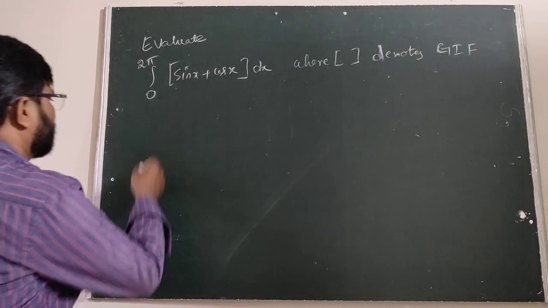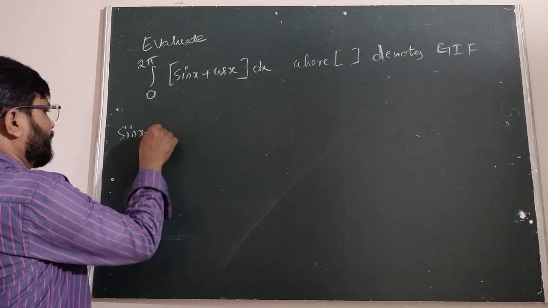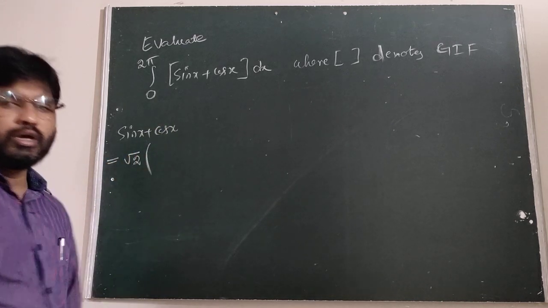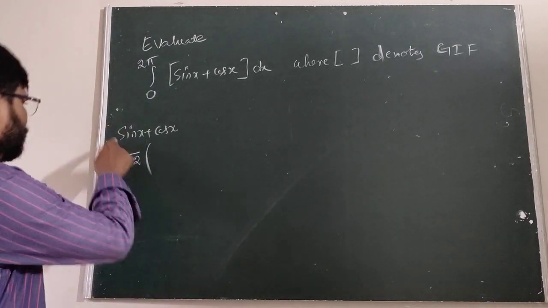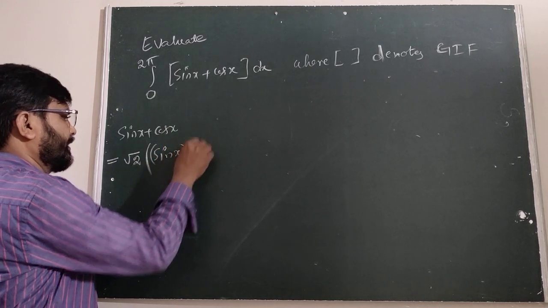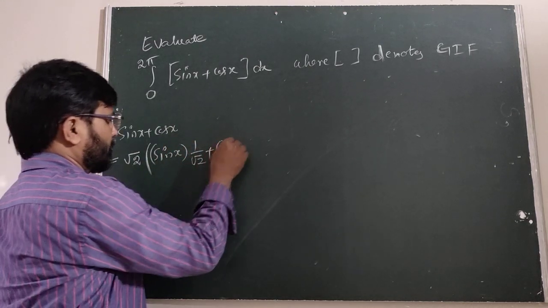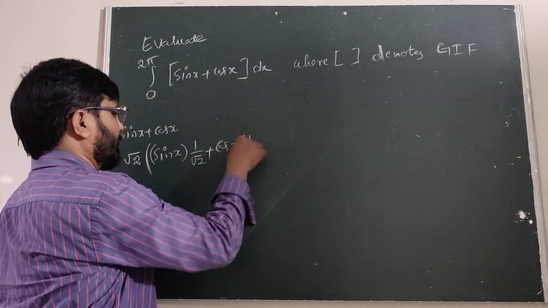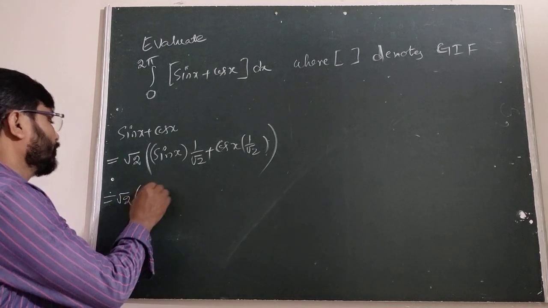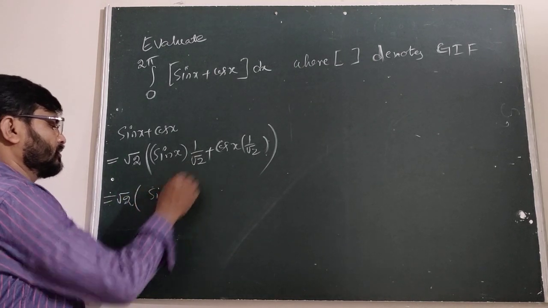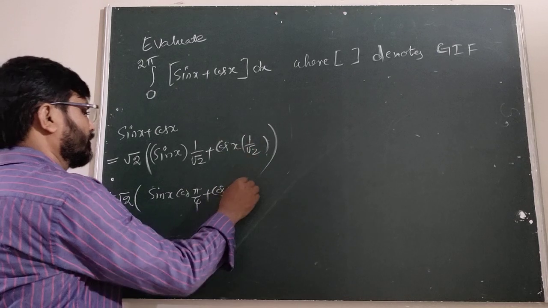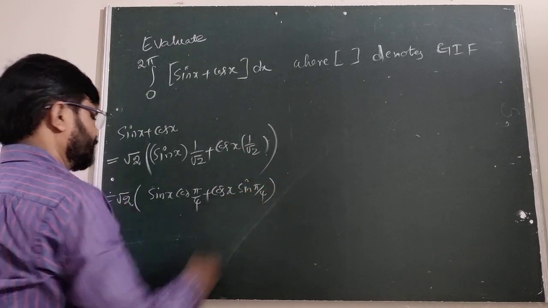Now here, all of you listen. For sin x plus cos x, we take the root of a square plus b square, which is root of 1 plus 1, that is root 2. Now we multiply and divide by root 2: root 2 into sin x into 1 by root 2 plus cos x into 1 by root 2. Is it clear? This is root 2 into sin x times cos 45 plus cos x times sin 45.